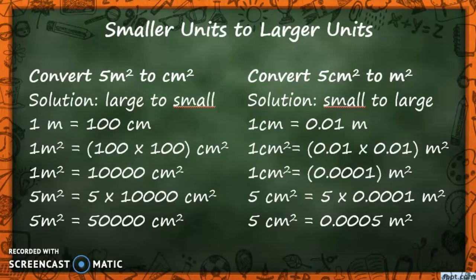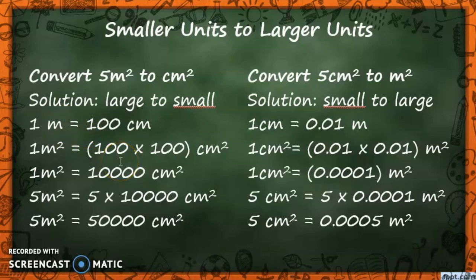So instead of moving from larger to smaller, we are now moving from smaller to larger. Alright? So let's convert 5 centimeters square to meter square. But before we get into it, we're going to use a comparison where we use the same question but switch it a bit. So converting 5 meters square to centimeter square, large to small. Same procedure just like with the 2 examples before. Find what 1 meter equals in centimeter, which is 100 centimeters.